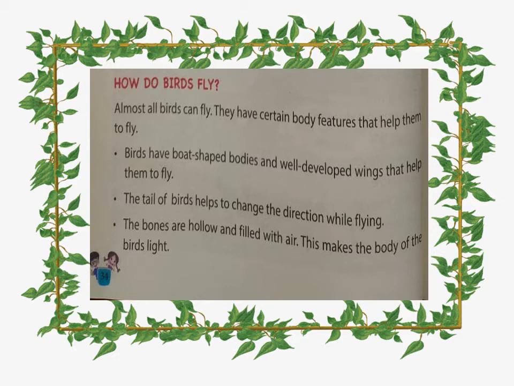Another feature of the bird is the tail. This tail helps the bird to change direction during flying. Next, bones are hollow and filled with air. This feature makes the body of birds light. Due to hollow bones, there is no more weight, and the air inside the bone makes them light. So these three features help the birds to fly in the sky easily, unlike other animals.